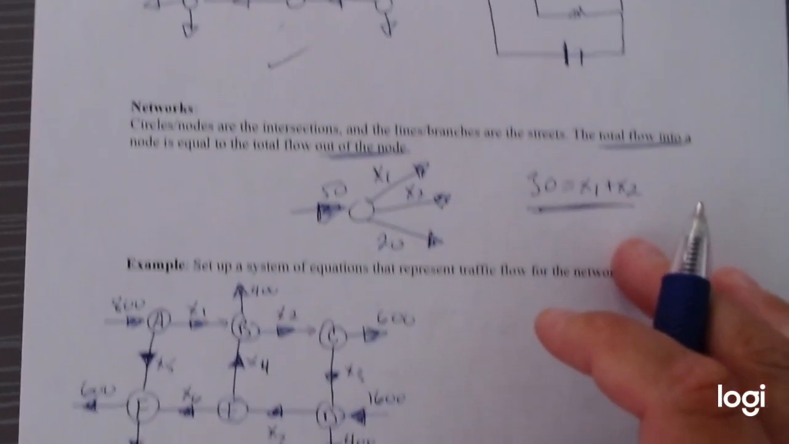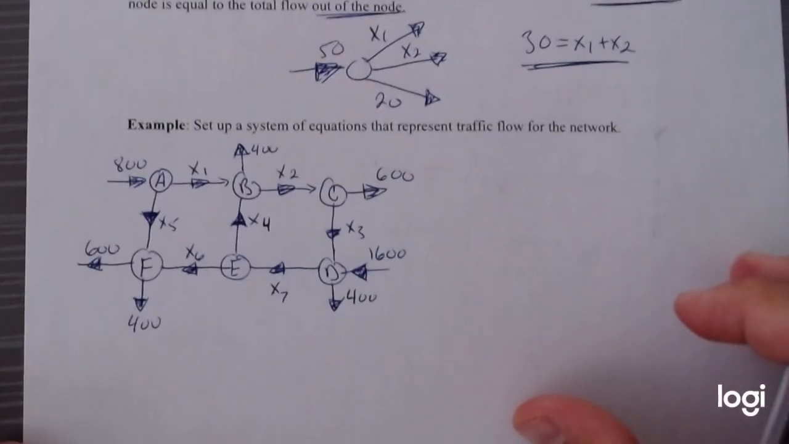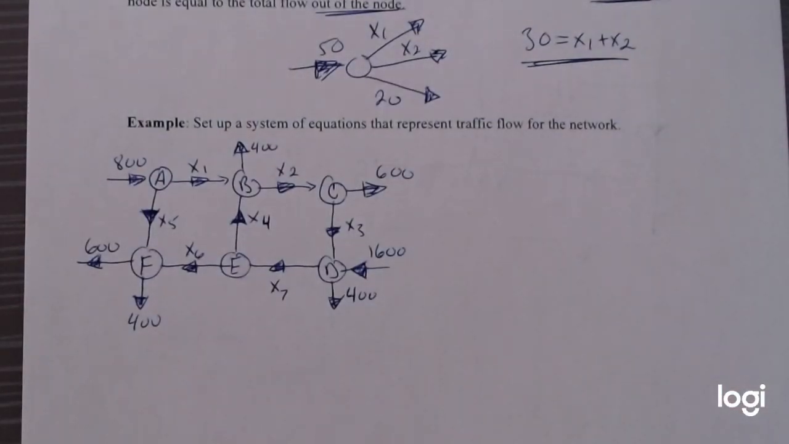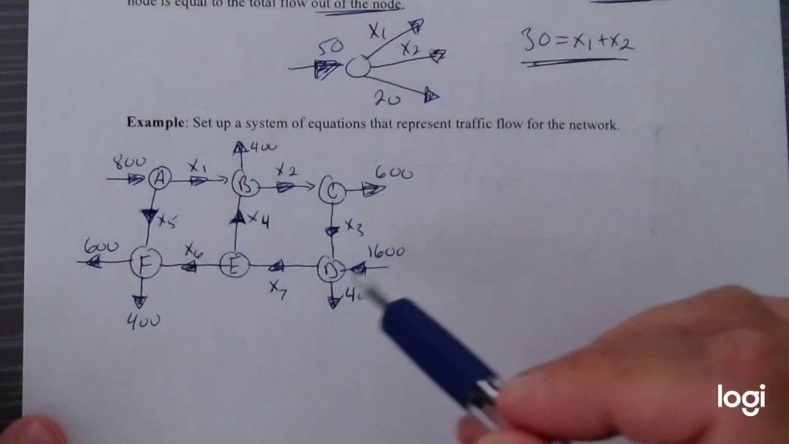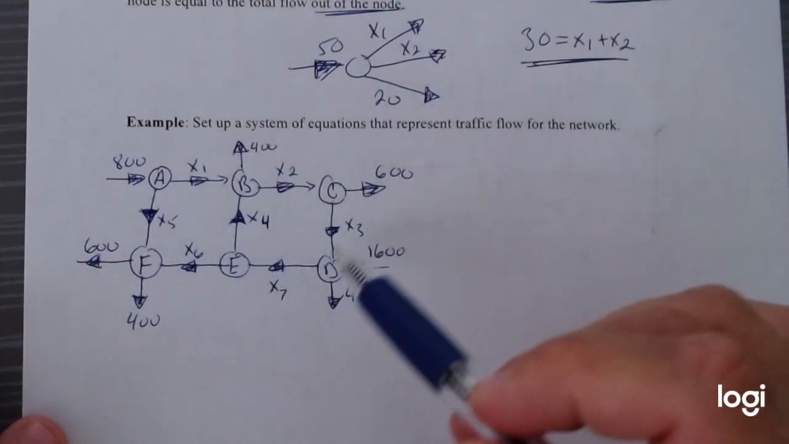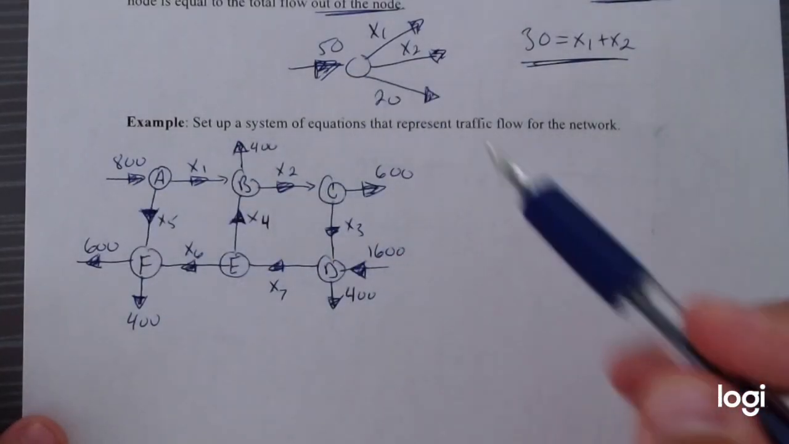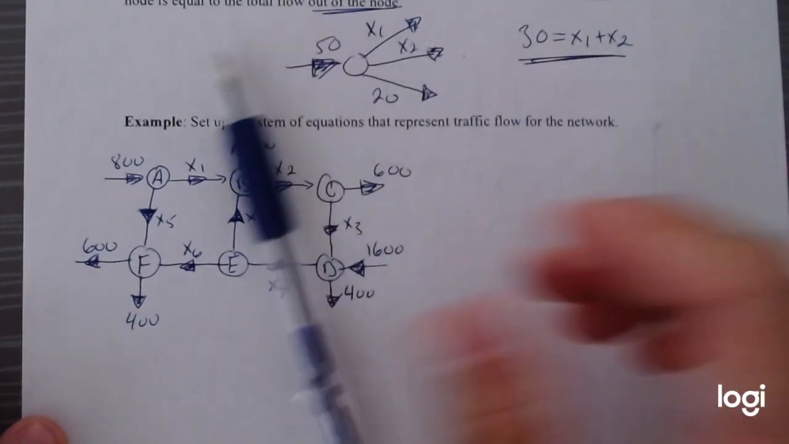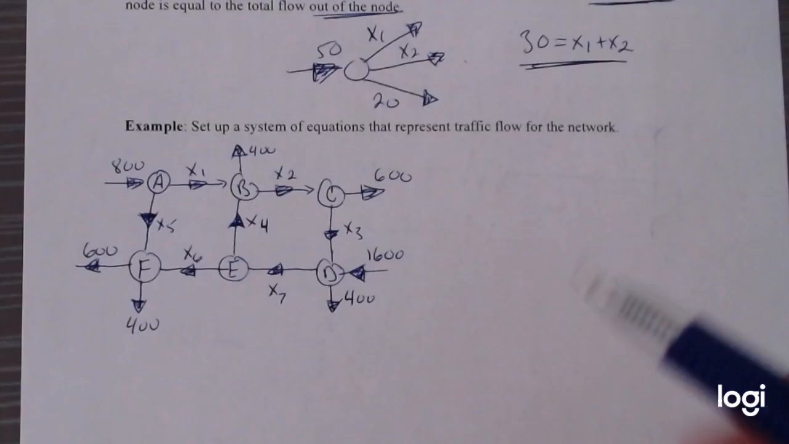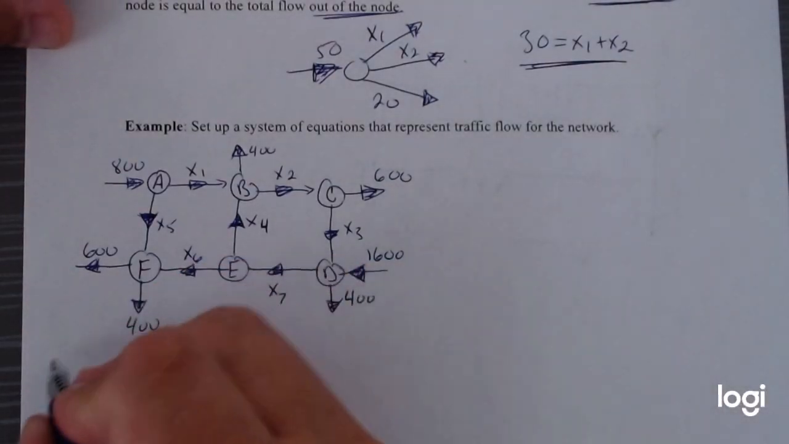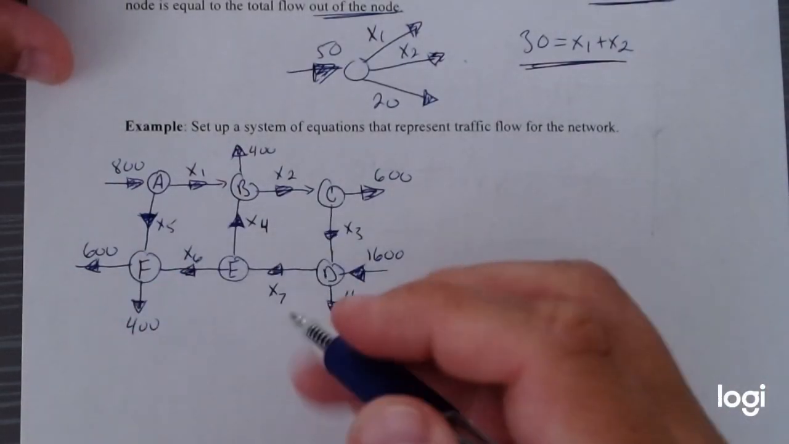So here's a little example of how we're going to do this. What we want to do is set up a system of equations that represents traffic flow for this network. We'll go a little further than that, but for now we just want to set it up. We have a bunch of nodes everywhere, a bunch of variables everywhere, and numbers going in and out of each node individually. We're just going to use this situation to write a breakdown. We're going to go down each node. We have 6 different nodes.